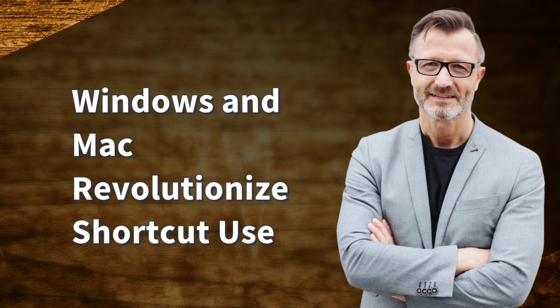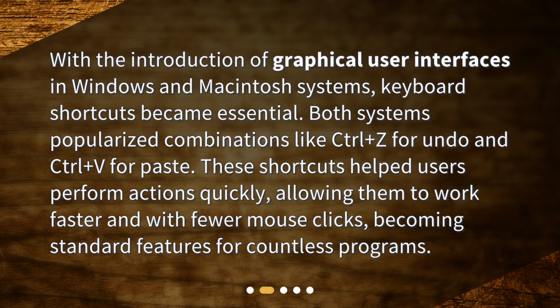Windows and Mac revolutionized shortcut use. With the introduction of graphical user interfaces in Windows and Macintosh systems, keyboard shortcuts became essential. Both systems popularized combinations like Control-Z for undo and Control-V for paste. These shortcuts helped users perform actions quickly, allowing them to work faster and with fewer mouse clicks, becoming standard features for countless programs.